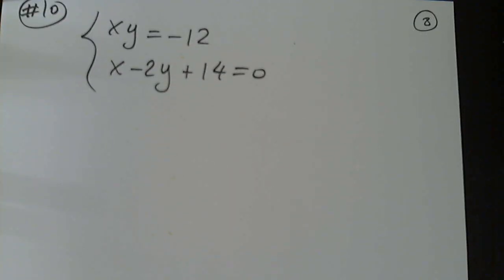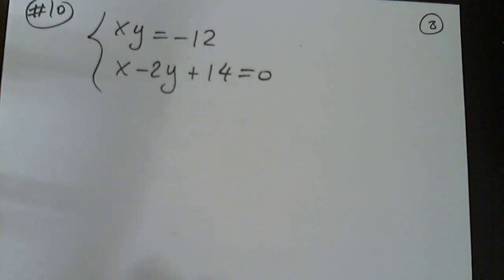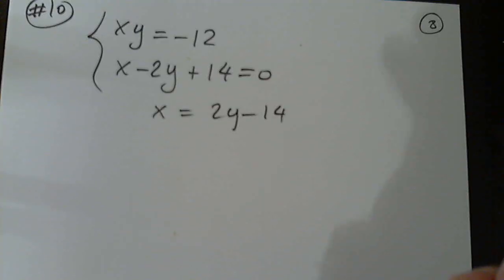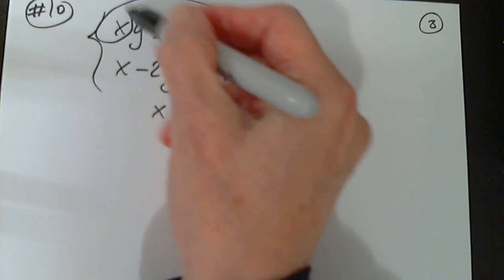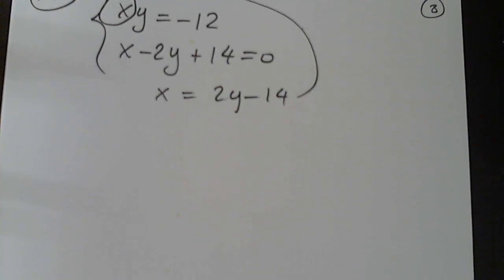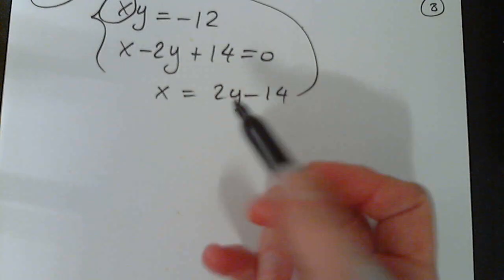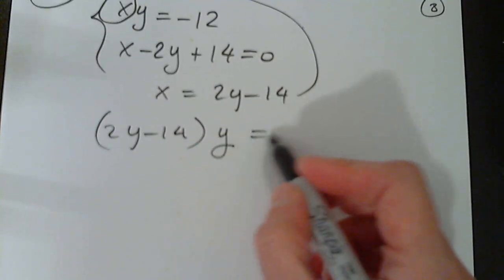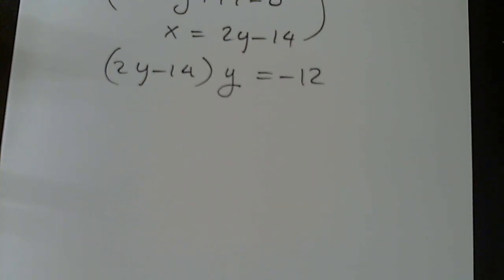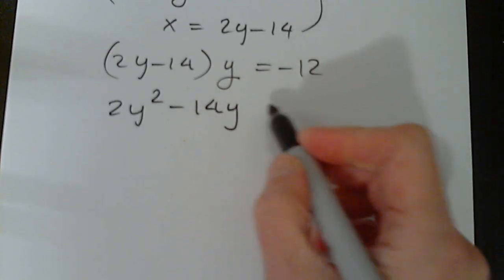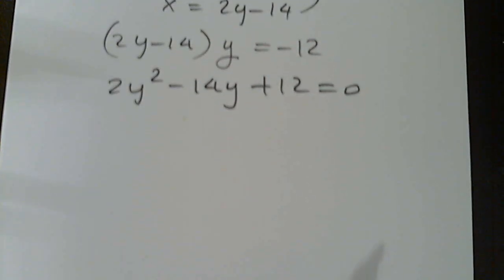Perfect. Yes, indeed. So from here, I'll say x equals 2y minus 14 and replace it in here, making sure that I'm multiplying by y. So let's copy it first. 2y minus 14 multiplied by y equals negative 12. Okay, perfect. So 2y squared minus 14y plus 12 equals 0.